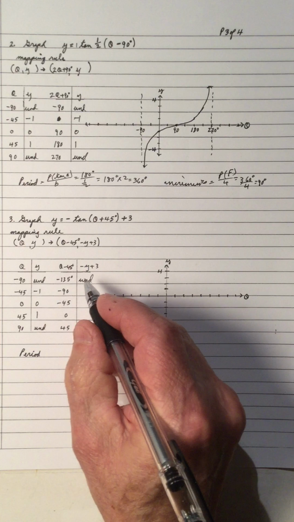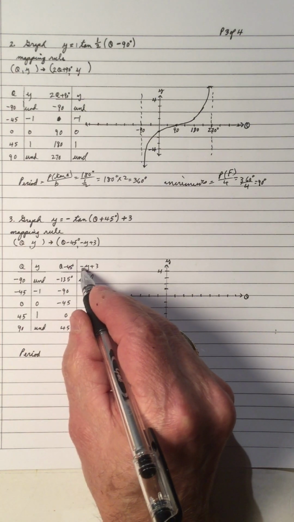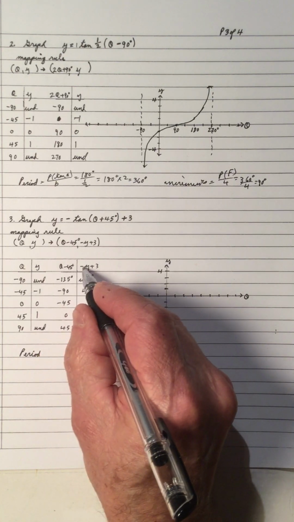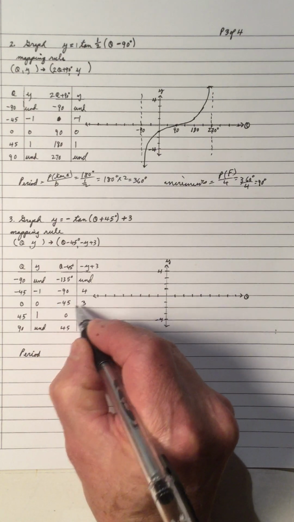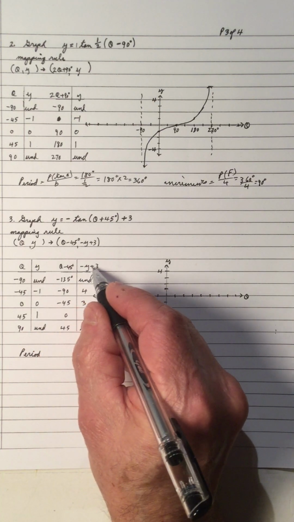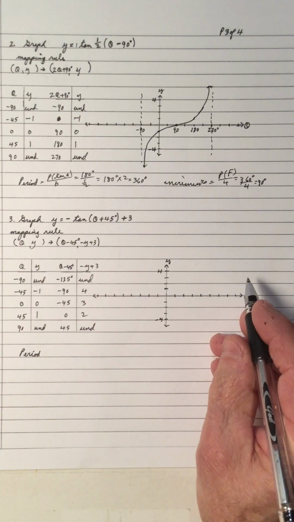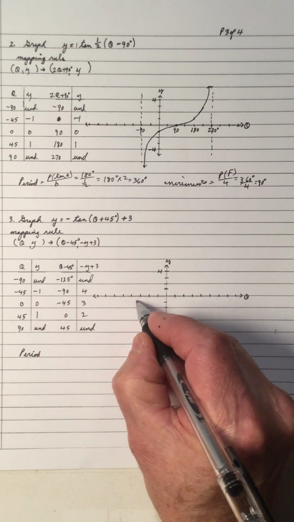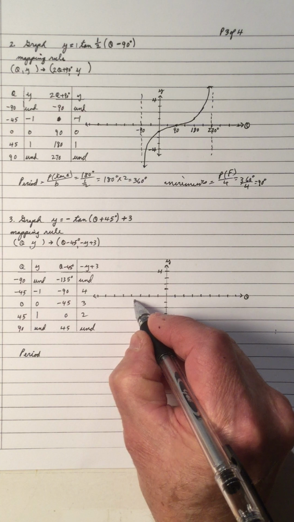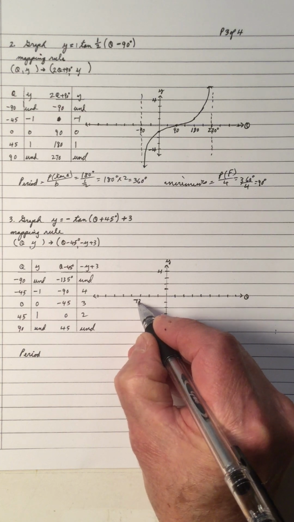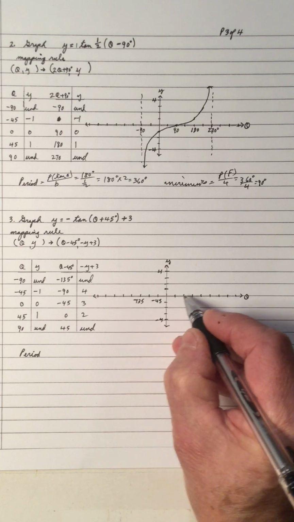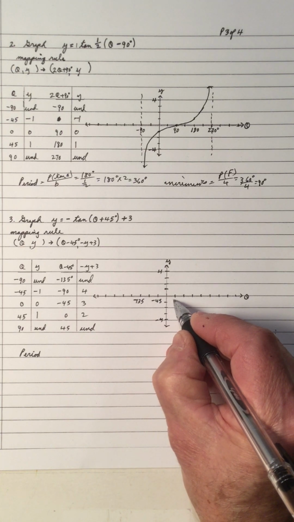Undefined. And negative 1. The negative of a negative 1 is 1. 1 plus 3 is 4. 0 plus 3 is 3. And take a 1. The negative of 1 is negative 1 plus 3 is 2. So we have a negative 135, and we have a negative 90. So I'll go negative 135, negative 90, negative 45, and that's 0, and this is 45.